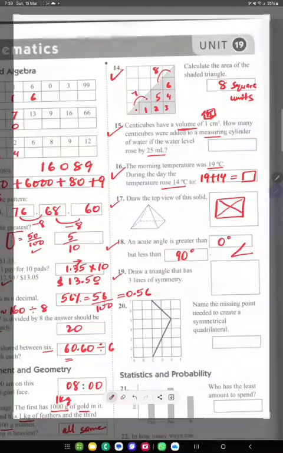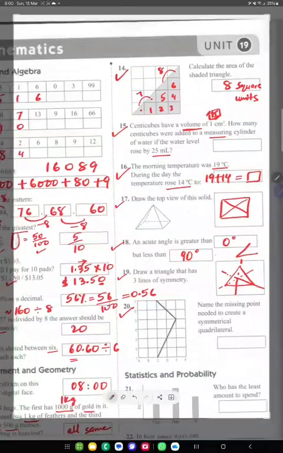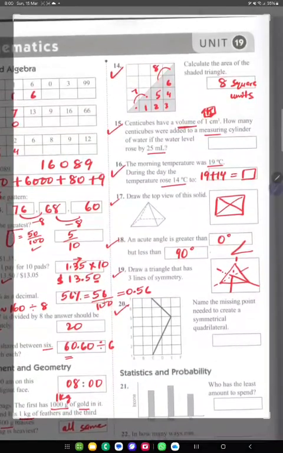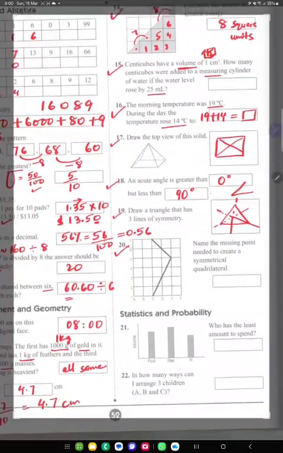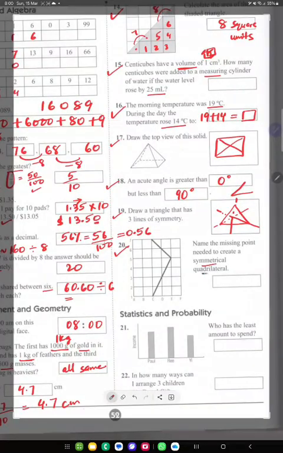Draw a triangle with 3 lines of symmetry. That's an equilateral triangle with equal sides. So you can fold it in 3 ways. It will be symmetrical. Okay. Question 20. Name the missing point needed to create a symmetrical quadrilateral.